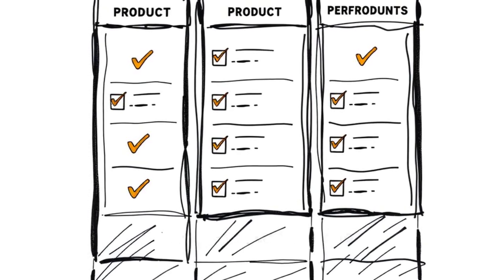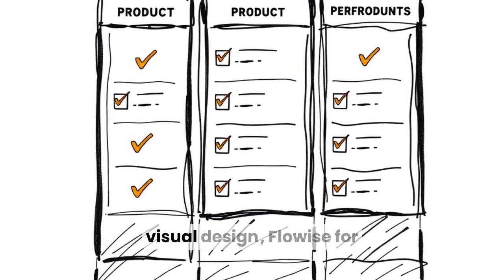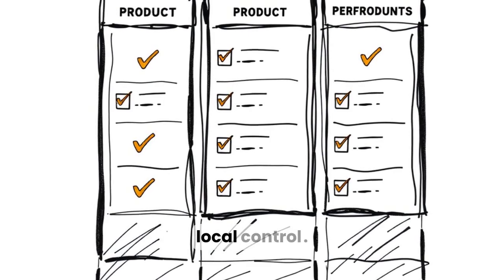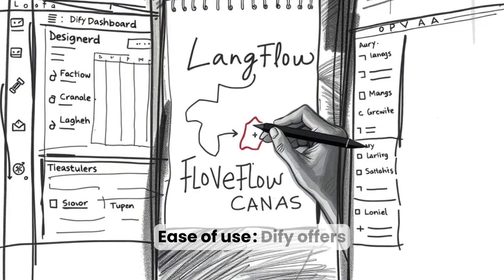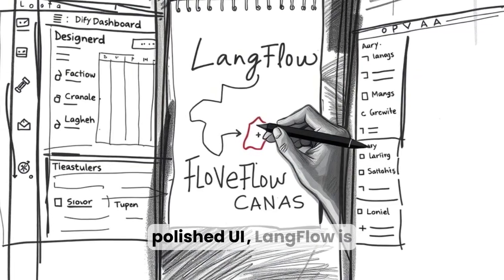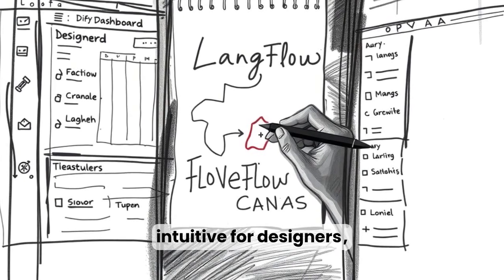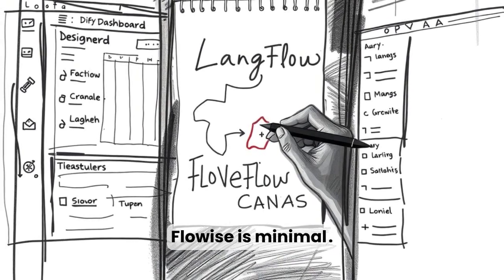Feature-wise, Dify for end-to-end, LangFlow for visual design, Flowise for local control. Ease of use: Dify offers a polished UI, LangFlow is intuitive for designers, Flowise is minimal.